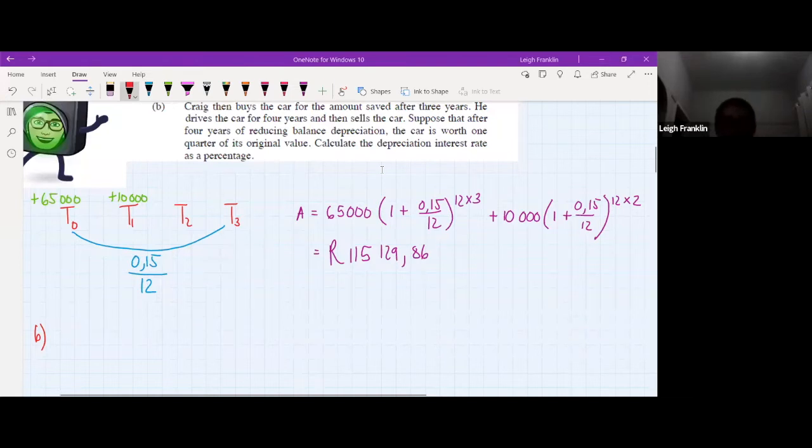So he buys the car for the amount saved after the 3 years. Okay, so that means that he must have spent this that I'm highlighting. Let's not highlight it in pink because it's written in pink. It's highlighted in yellow. So he's got to buy the car for this, right? That's what he buys the car for. All right. He drives it for 4 years and then sells it. Suppose that after 4 years of reducing balance, the car is worth 1/4 of its original value.